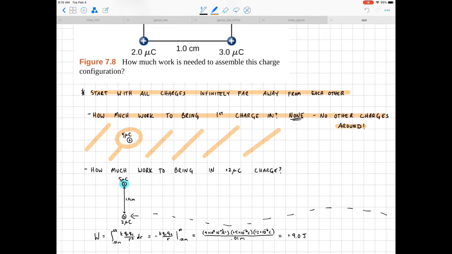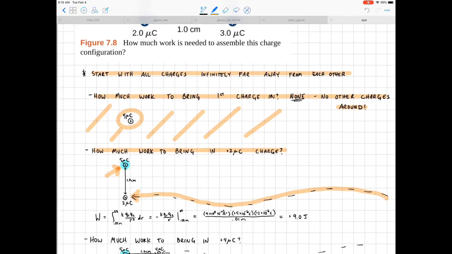But the next question, how much work to bring in the next charge? The next one I'm going to bring in is the 2 microcoulomb. Again, the order doesn't matter. Now, notice I've put the blue highlight around the 5 microcoulomb. I've brought that in and I've put a pin in it, right? It's stuck there, so it's permanent now. Remember, in electrostatics, the source charges are not permitted to move. So I bring in from infinity this 2 microcoulomb charge, and I place it right there, 1 centimeter away.